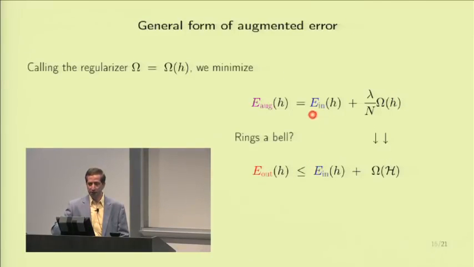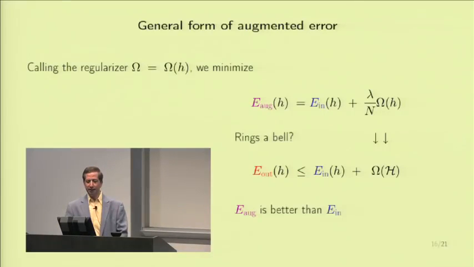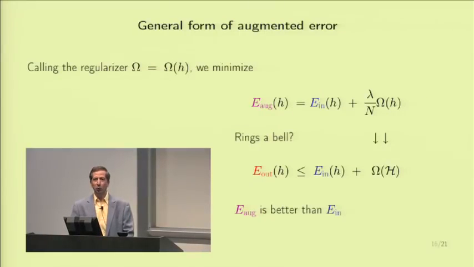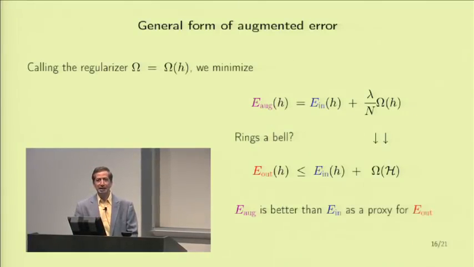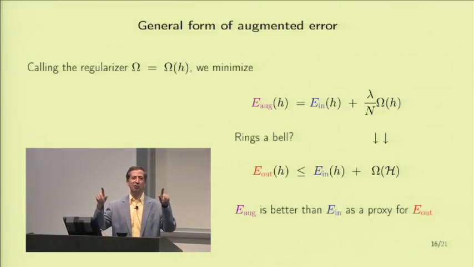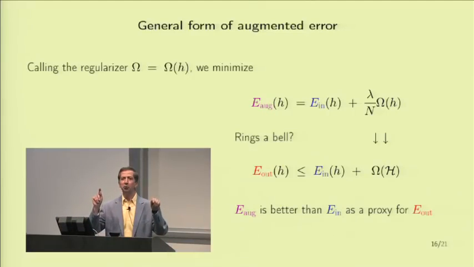But if you look at that correspondence, you realize that what I'm really doing here, instead of using E in, is using E aug as an estimate for E out, if I take it literally, okay? And the thing here is that E aug, the augmented error, is better than E in. Better in what? Better as a proxy to E out, okay? You can think of the holy grail of machine learning as finding an in-sample estimate of the out-of-sample error. If you get that, you are done. Minimize it and go home, okay?